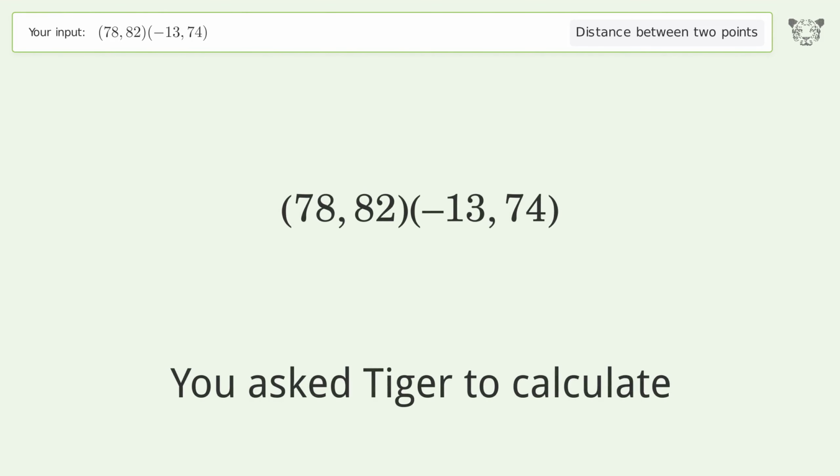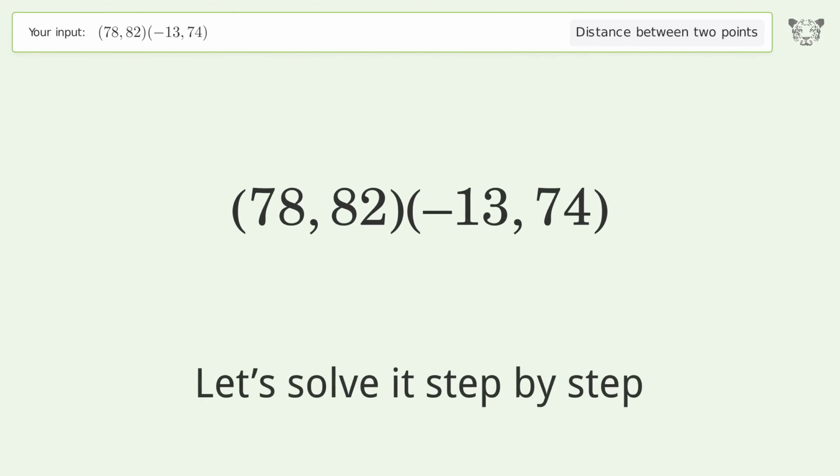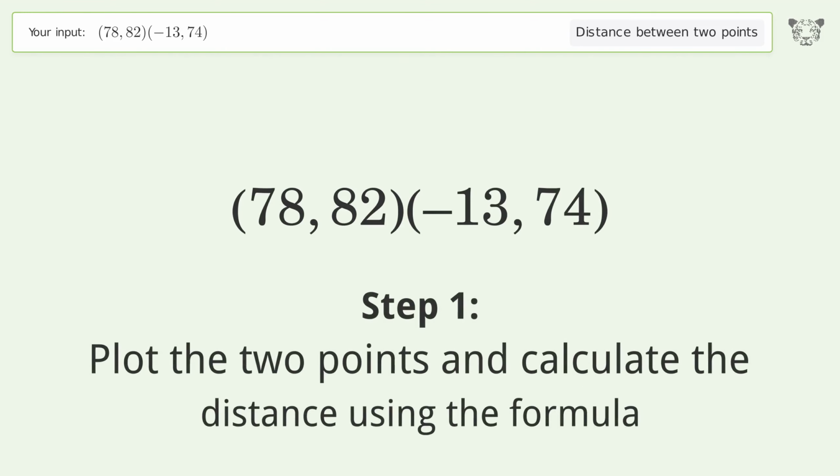You ask Tiger to calculate. This deals with the distance between 2 points. The distance between the 2 points is the square root of 8,345, or 91.351. Let's solve it step by step. Plot the 2 points and calculate the distance using the formula.